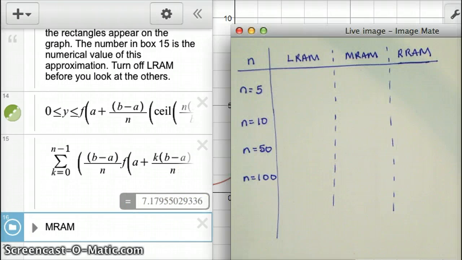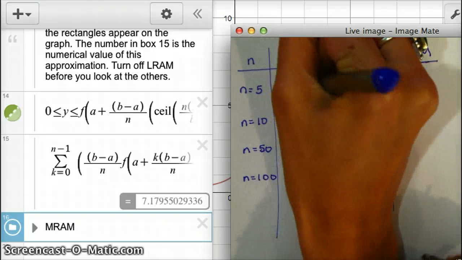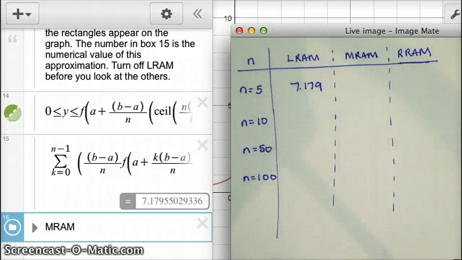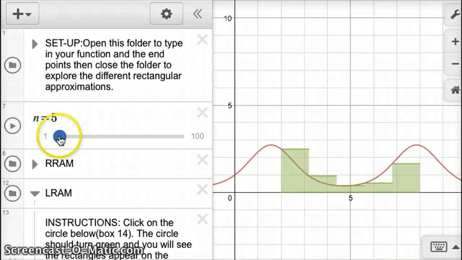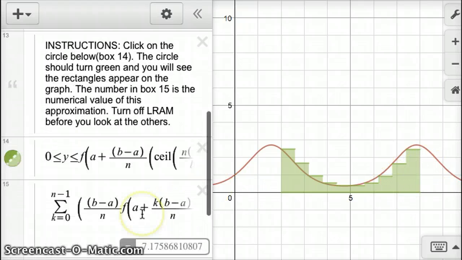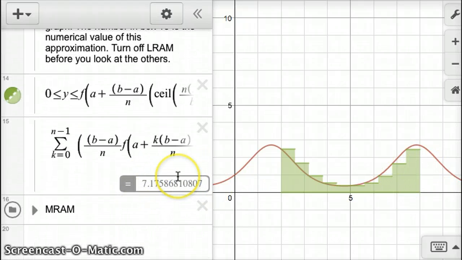And I'm just going to go ahead and record that in my table, 7.179. We'll repeat this same process for n equals 10. And in fact, it's very easy to do so just by increasing it to 10. And as you do so, you can see the number of rectangles change. And our approximation changes a little bit as well. So for n equals 10, we get 7.175.